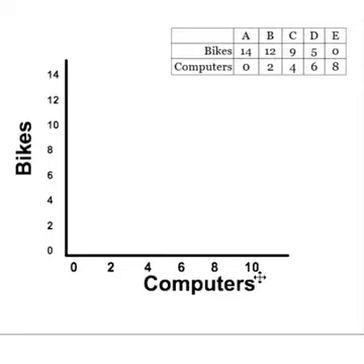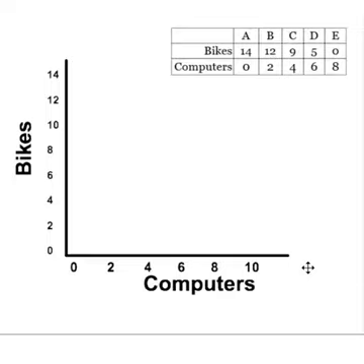Computers didn't need to go up to 10, but you can put it all the way up to 14 if you want for it to be symmetrical, as long as you've hit both of your maximums in the table, so 14 bikes and 8 computers. Once you have the axes labeled and the numbers labeled, you can start plotting the points.